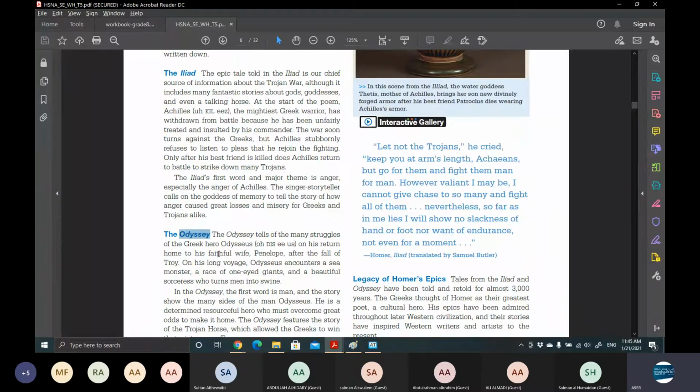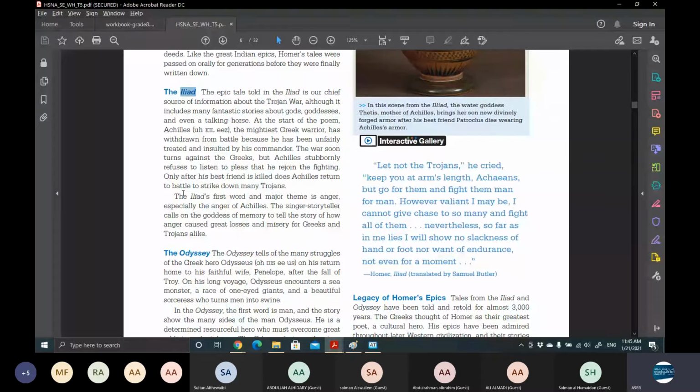And from the Iliad, we learn that anger is not always the solution. Okay? That's approximately what we have studied in 10 minutes.